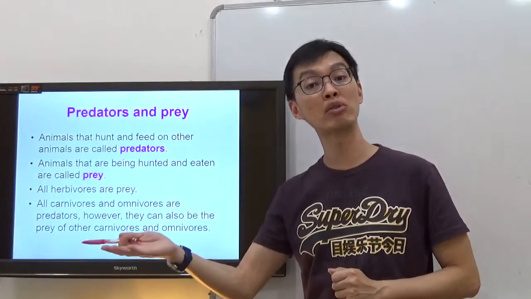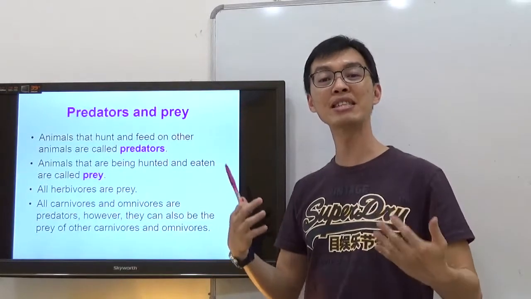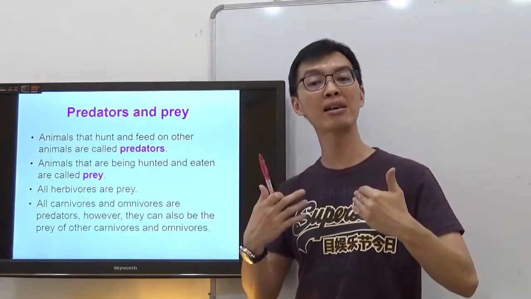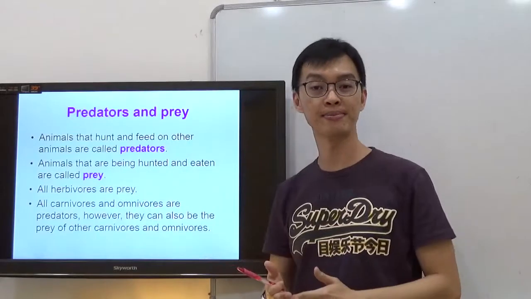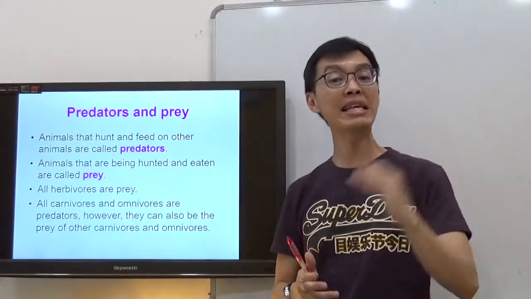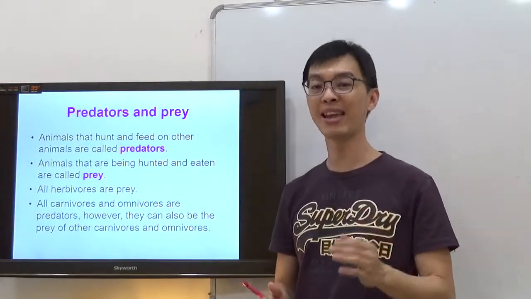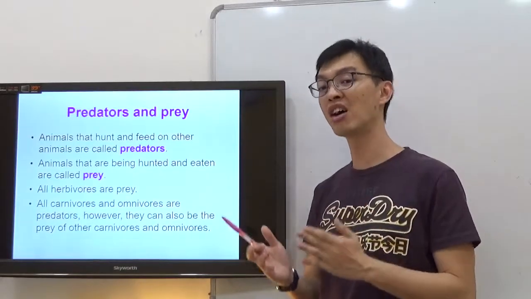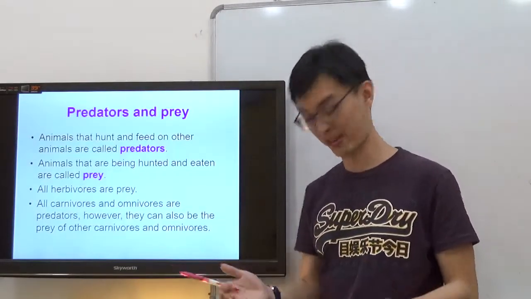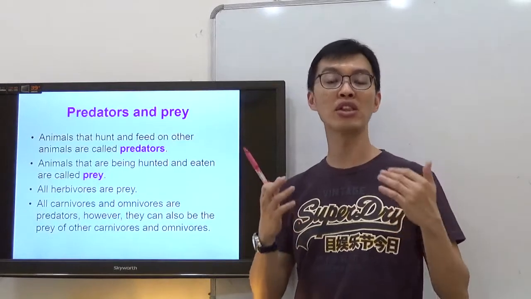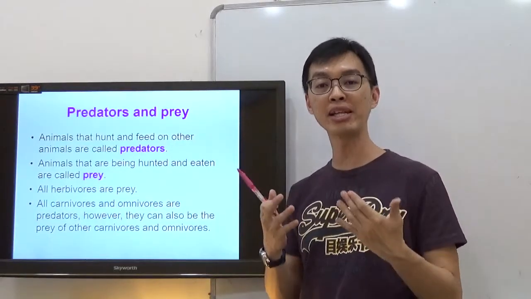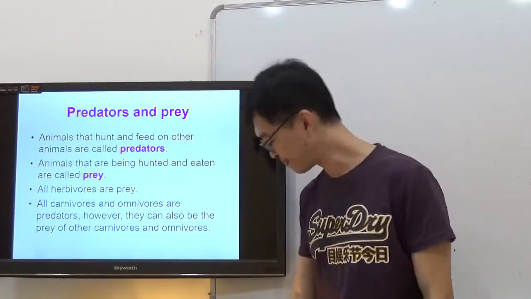Just now we talked about chicken. Chicken is a prey when the tiger eats the chicken. Now, when the chicken eats earthworm, then chicken is now the predator, earthworm is now the prey. Okay? So that's why sometimes the role can change. A predator can become a prey. Okay?